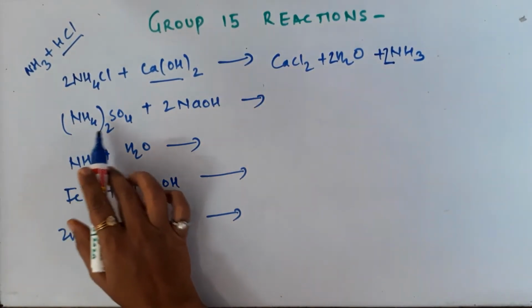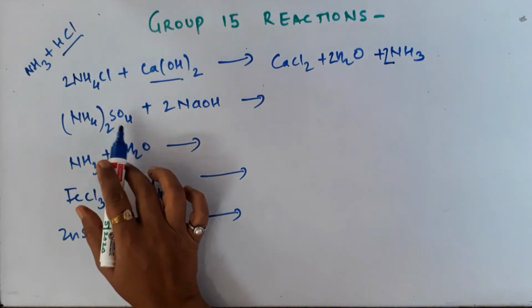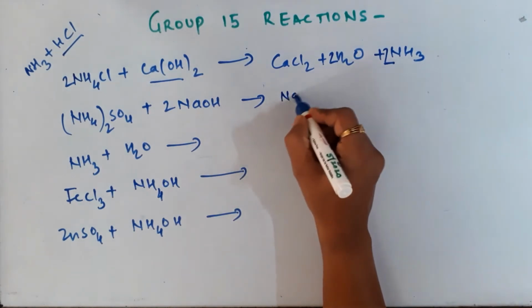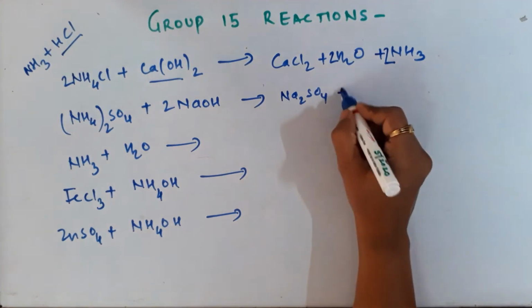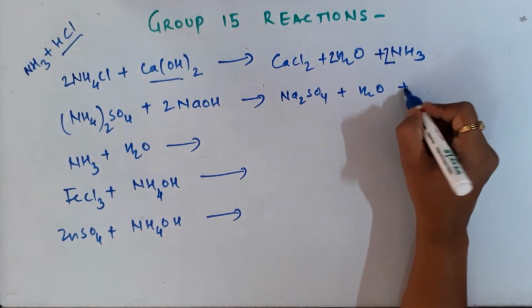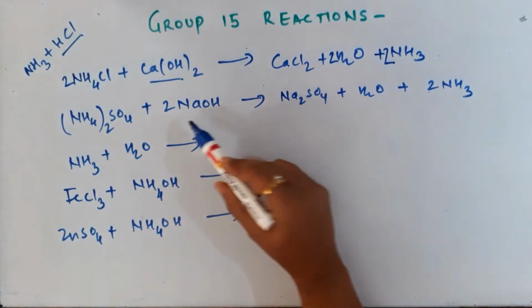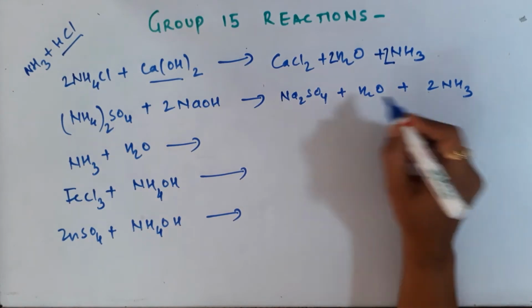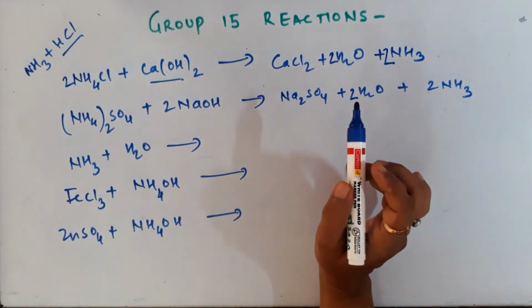Same logic here, ammonium sulfate is nothing but 2 ammonia plus H2SO4. (NH4)2SO4 plus NaOH will give you Na2SO4. So we'll get Na2SO4, we will get water also, we'll get ammonia 2 times. Balance it out, 2 times NaOH, you will get 2 ammonia, we'll get 2 water, we will get Na2SO4.